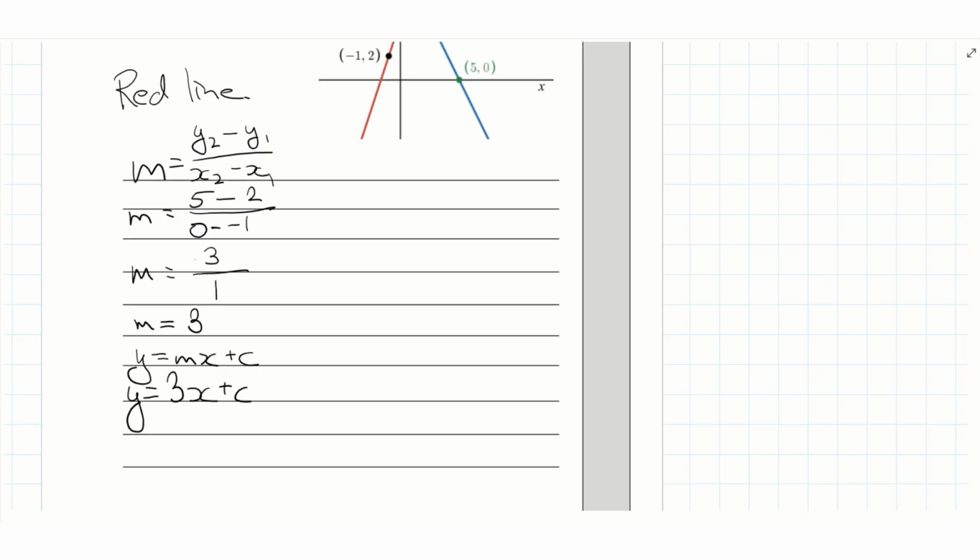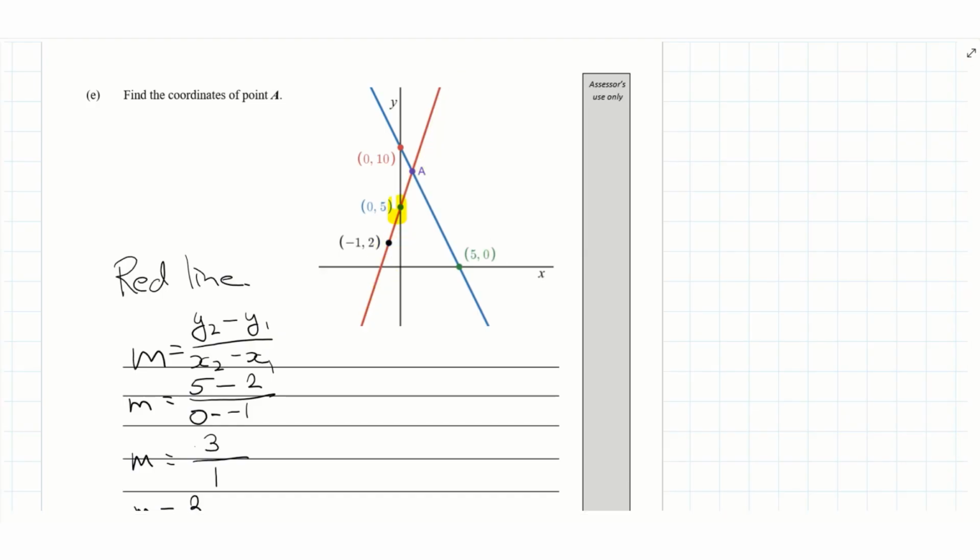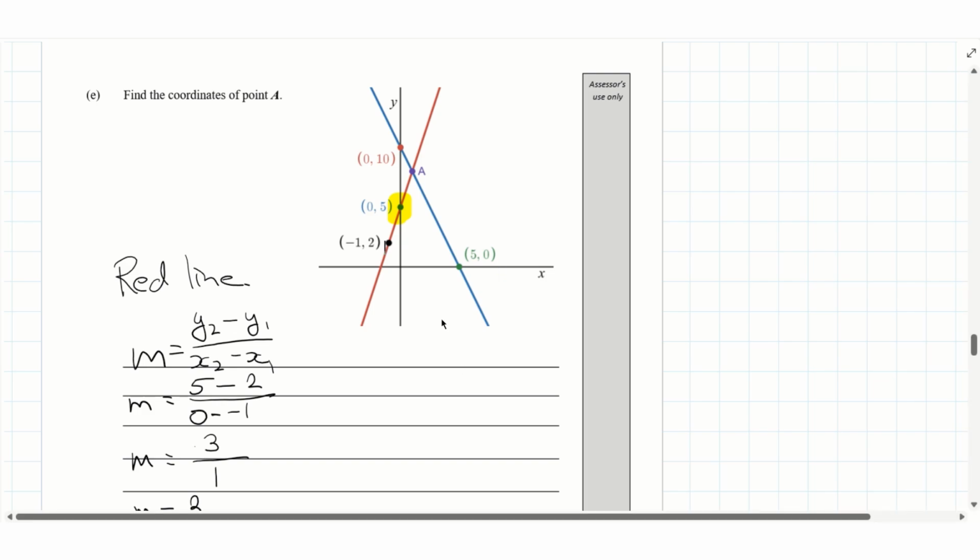So all I've done is I've taken this value of m and I've substituted it into this place and I've gotten this equation, right? So the next thing that I need to do is I need to find out what the value of c is. And we know that the value of c is just the y-intercept. Well, what's the y-intercept on this red line? The y-intercept on this red line is this value right here, which is 5 above.